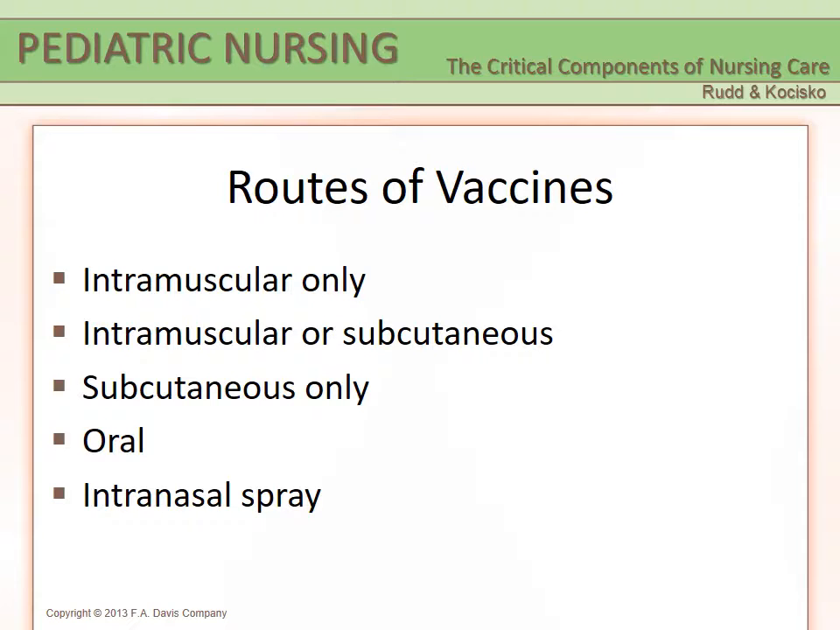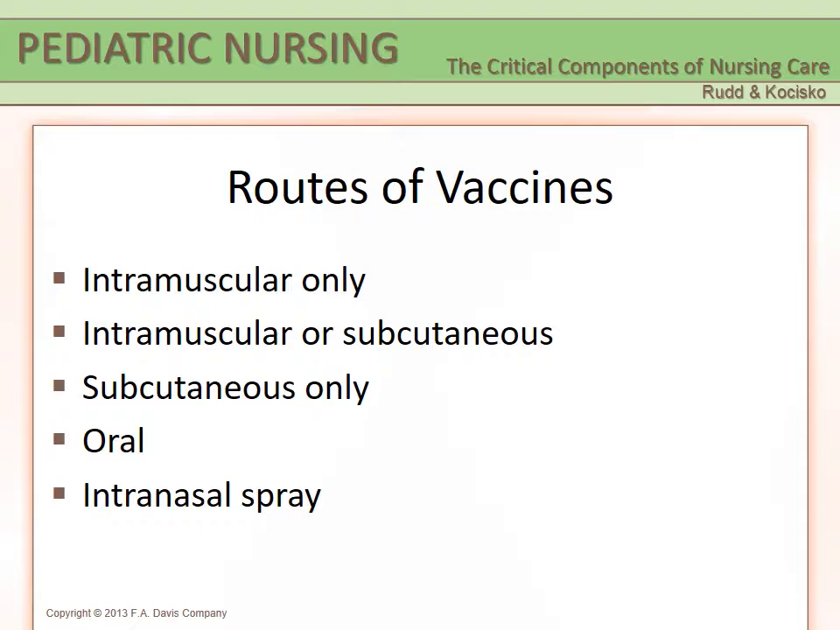So just kind of reviewing vaccine routes, intramuscular only, technically the types of vaccines you're going to see that are IM only are going to be your DTaP, your DT, your Tdap, and your Td. Your Hib vaccine, hepatitis A, hepatitis B, HPV, influenza, meningococcal, and pneumococcal are going to be IM. IM or sub-Q, you'll see pneumococcal and polio. Subcutaneous, you'll see MMRs, varicellas, and then meningococcal. And then oral is rotavirus. And the intranasal spray, as we talked about a second ago, is influenza.